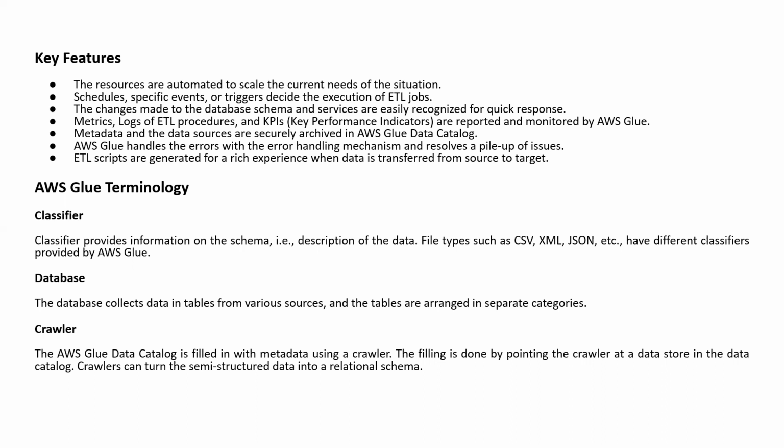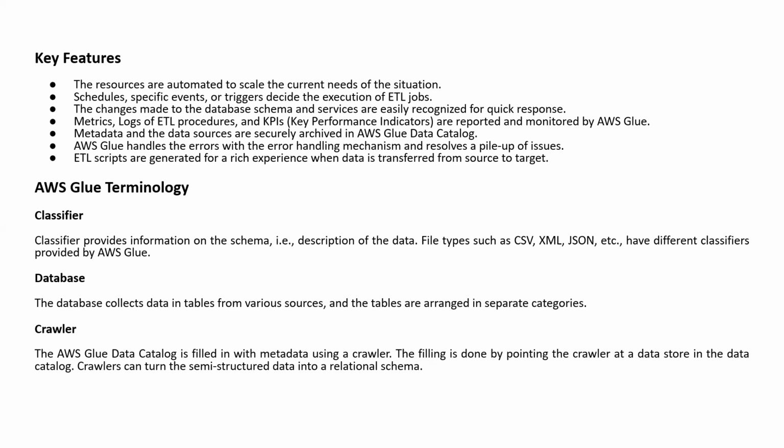The next important part is the crawler. The AWS Glue catalog is filled with metadata using the crawler. So we have to create different crawlers for that, and each will crawl along the data and create the metadata information with the tables and the columns in it. Filling is done by pointing the crawler at data stores in the data catalog. A crawler can turn semi-structured data into relational schemas.